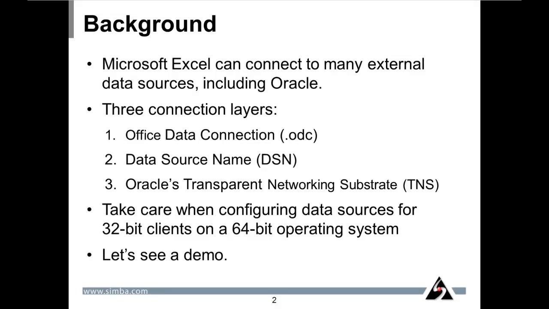As you know, Microsoft Excel can connect to many external data sources, including an Oracle database. This involves three different connection layers, and from the top down they are the Office Data Connection, or ODC, the Data Source Name, or DSN, and Oracle's Transparent Networking Substrate, more commonly known as TNS.